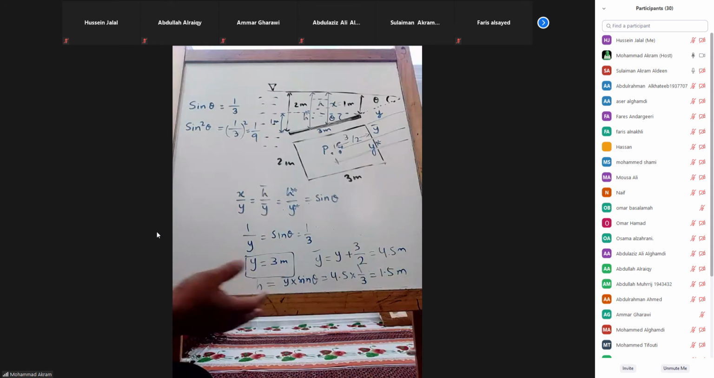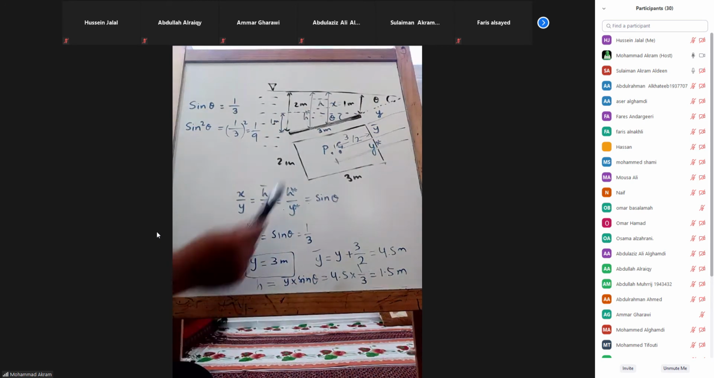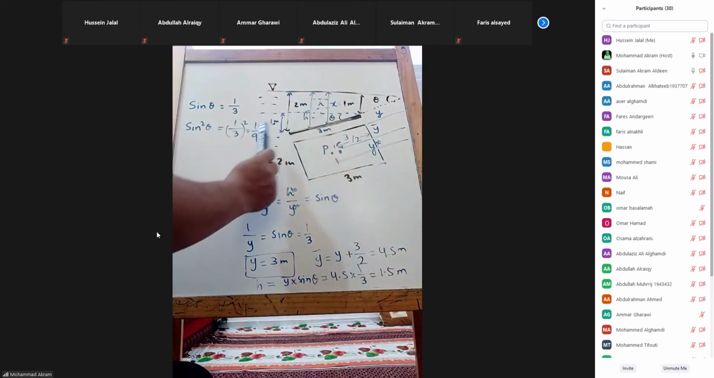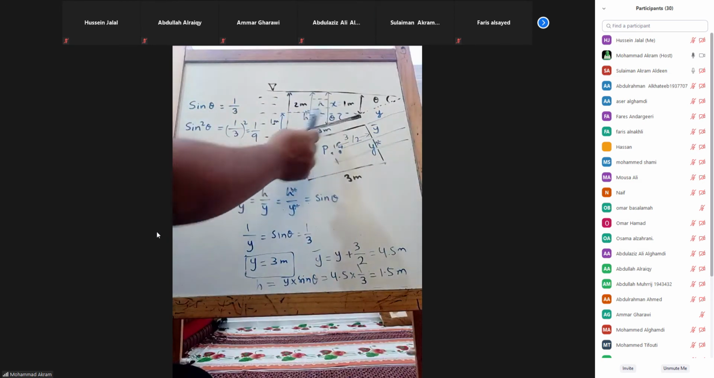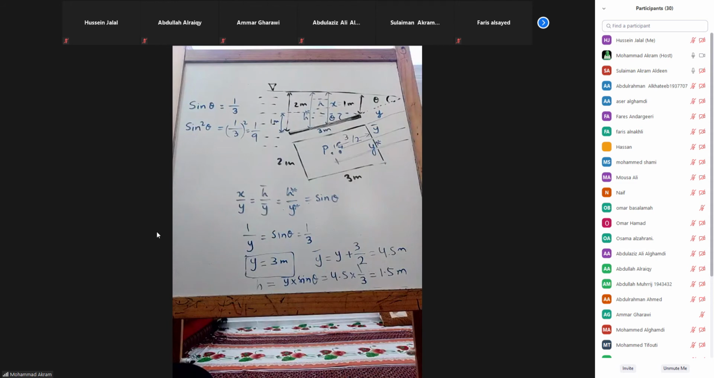So like that you need to solve. Okay, so this is also a solved problem. Only thing is that in this, instead of theta, this 1 meter and 2 meter is given. So you need to find out the theta or sine theta. Okay, clear, Doctor. Thank you.